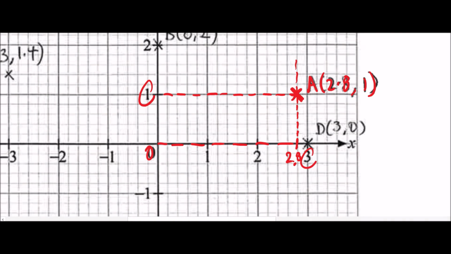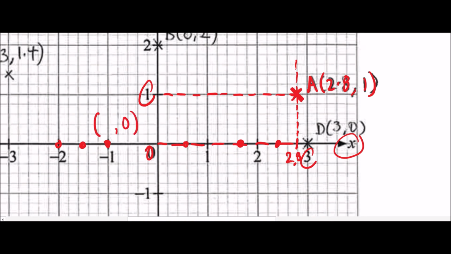Okay, so here's the trick. Any point along the x-axis, any point, let's say here, I don't care where, guarantee the y-coordinate is 0. I repeat myself again. Any point along the x-axis, I don't care where it is, guarantee that the y-coordinate must be 0.